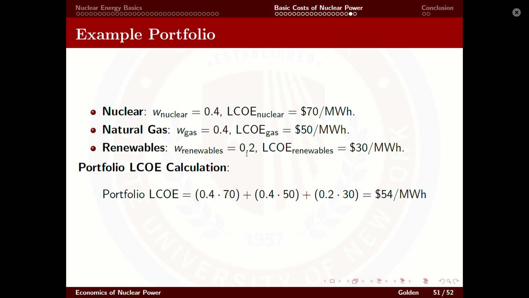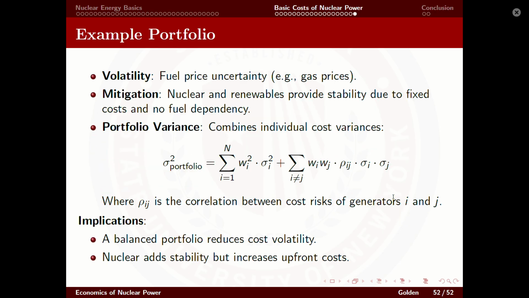You also have nuclear. It's high. It's always high despite the really high capacity factor and really low variable costs. It's very high because of the fixed costs. And then natural gas is a little bit lower, and LCOE for renewables tends to be the lowest, particularly if you're out in the middle of the country. The portfolio LCOE is 0.4 times 70 plus 0.4 times 50 plus 0.2 times 20.